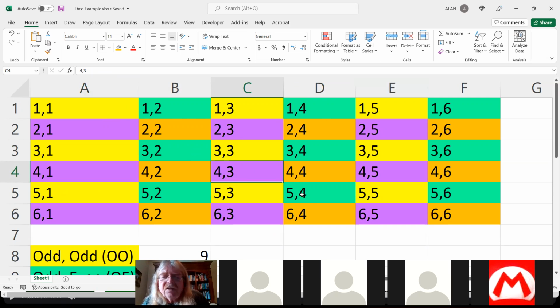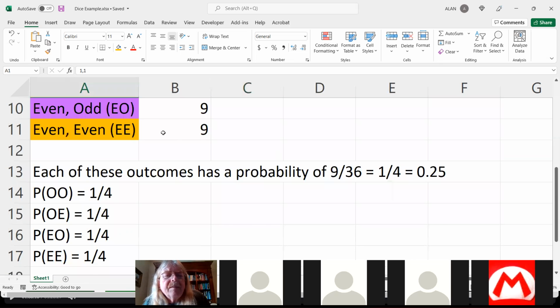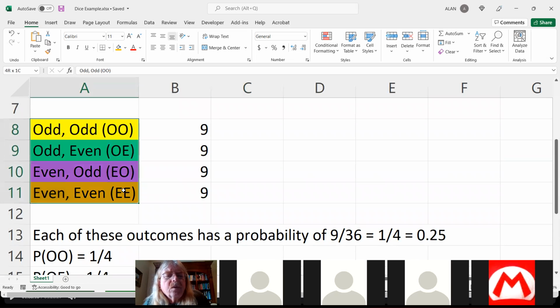Okay, some of the others are less likely, like 11. There's only 2 ways to get an 11. So the probability of that is quite a bit lower. And in fact, there's only 1 way to get a 12. So that's the lowest probability, along with the probability of the 2. But for our purposes here, we're only looking at evens and odds. And so that makes things a lot simpler because all 4 of these are equally likely.